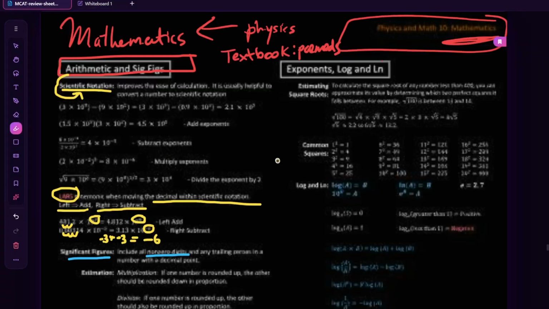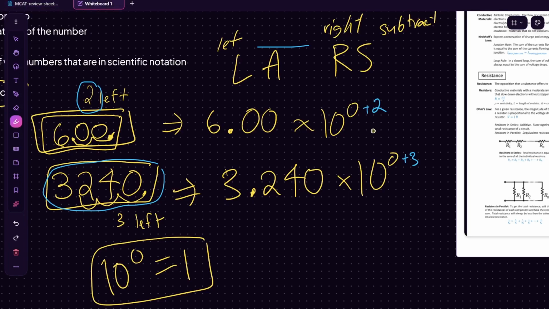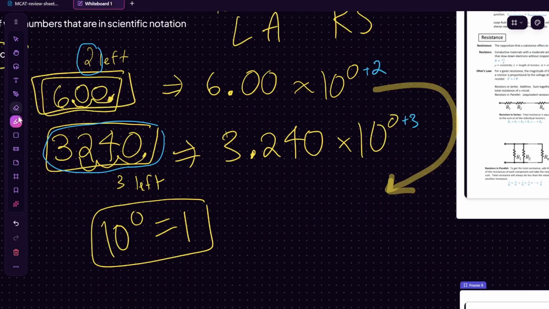Yeah, because let's go here. Any trailing zeros in a number with a decimal point, you also have to leave those in, because let's say I didn't leave them in. Then I would have, let's say, 6.0. I forgot to leave in one of the zeros. And I still had 10 to the 2. That would give me the wrong number, right?